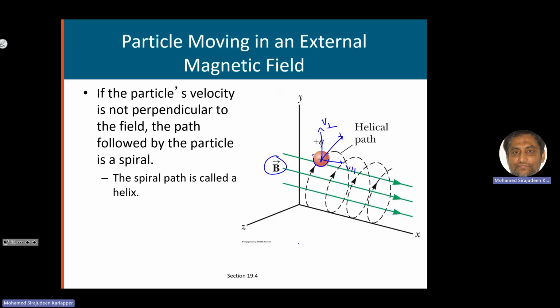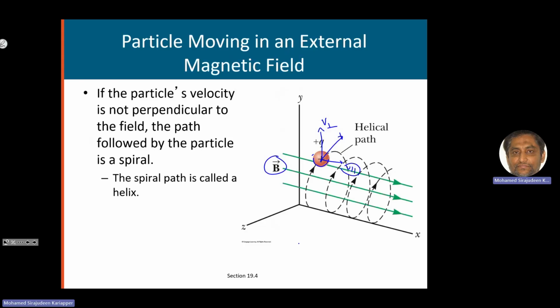What happens now, because of the perpendicular component to the magnetic field, it will describe a circle. The parallel component will not be affected. The perpendicular component will change its direction because of the magnetic field, but the parallel component will not change because that component is in the same direction as the magnetic field. So due to the parallel component, it will not experience any force. So that parallel component will remain the same. So it has to move in the x direction.